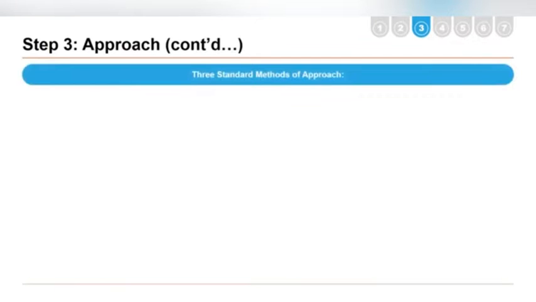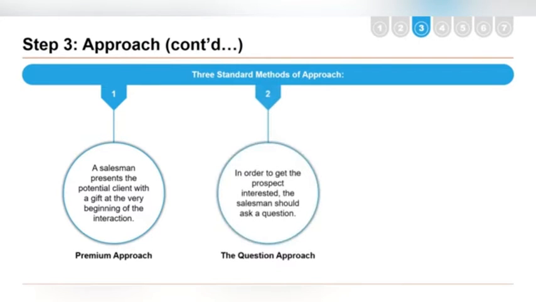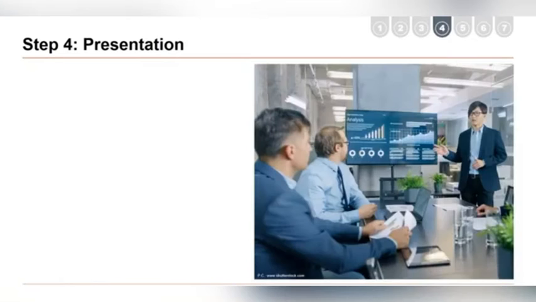Moving on, 3 standard methods of approach. First is premium approach. A salesman presents the potential client with a gift at the very beginning of the interaction. And second, the question approach. In order to get the prospect interested, the salesman should ask a question. And third, the product approach. The prospect is given a free trial or a sample of the product so that they can evaluate and review the service.